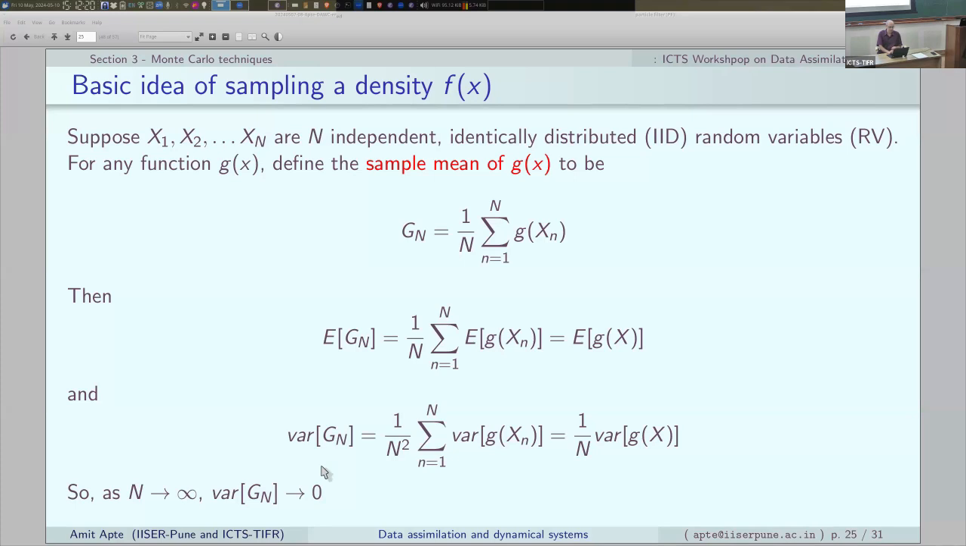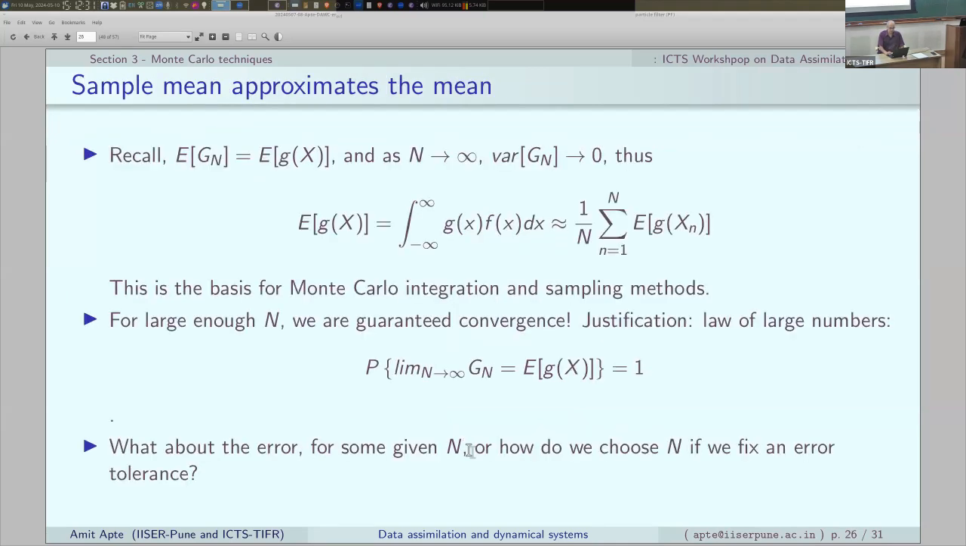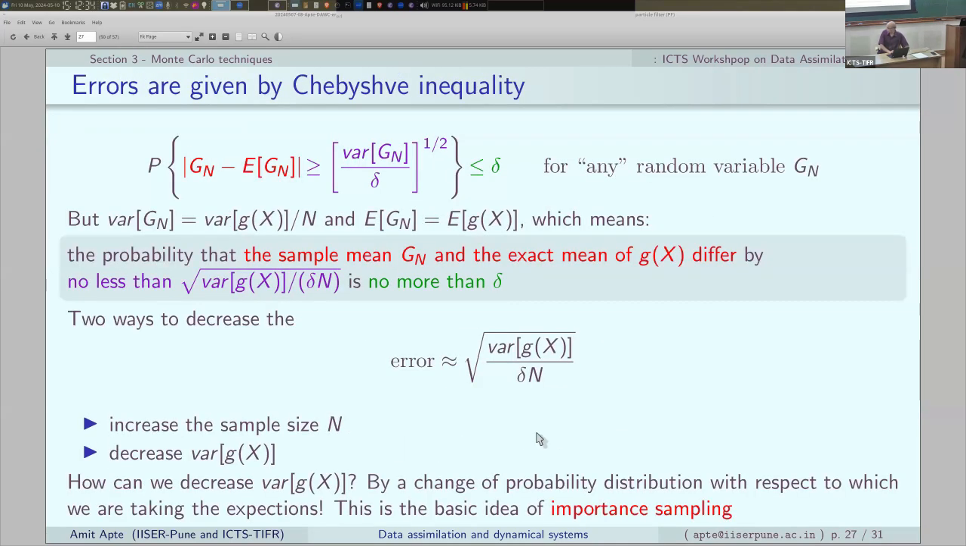The variance can be reduced either by increasing the sample size or by decreasing the variance of the function that you want to compute, right? So this is where I stopped essentially, right? The error decreases with either increasing n or decreasing the variance of the function. Okay, so that's one option.